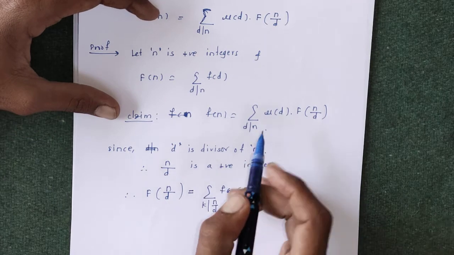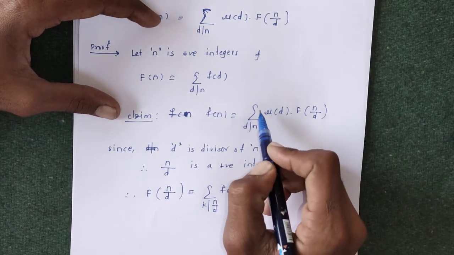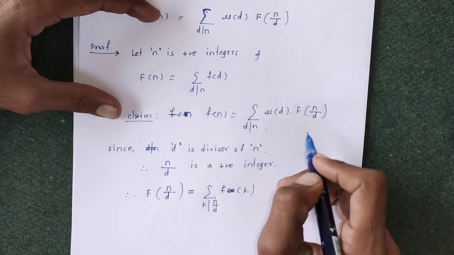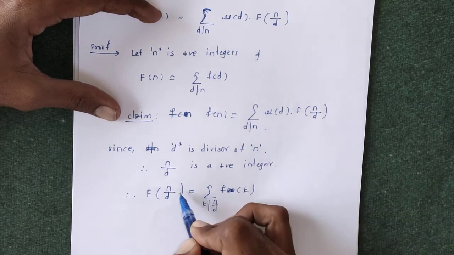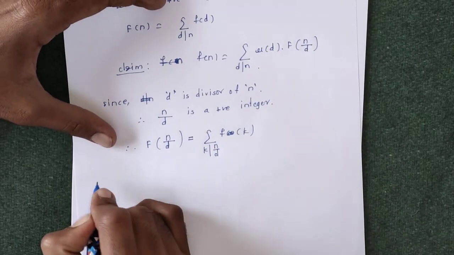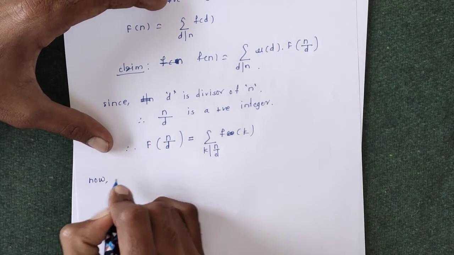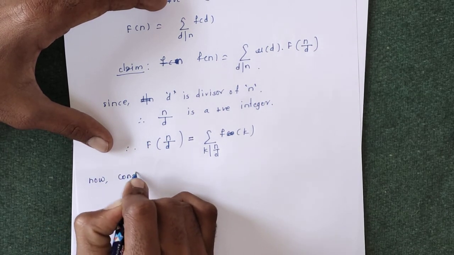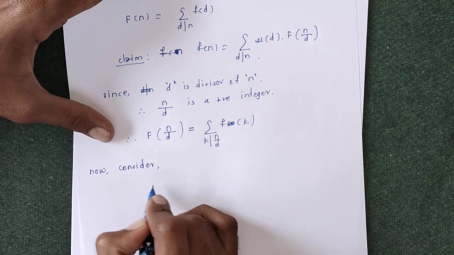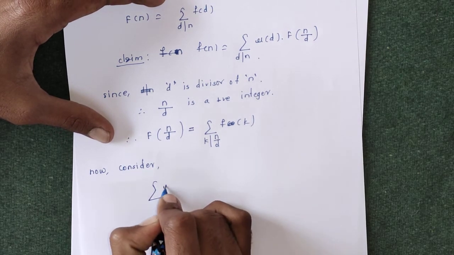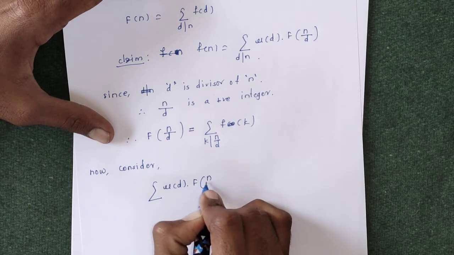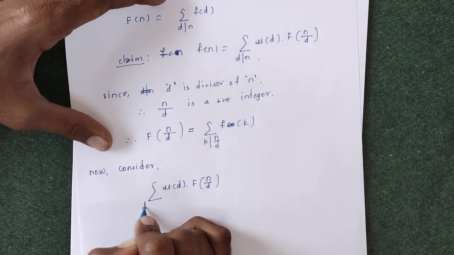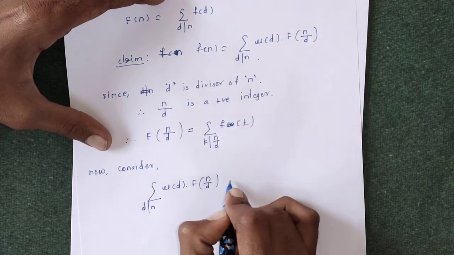Now we are going to consider the right hand side, and we will prove the left hand side. Here we get the value of F of n by d, and using this value we will get the result. Now consider the summation of mu of d into F of n upon d, where d is a divisor of n.